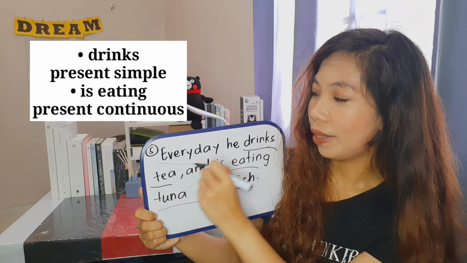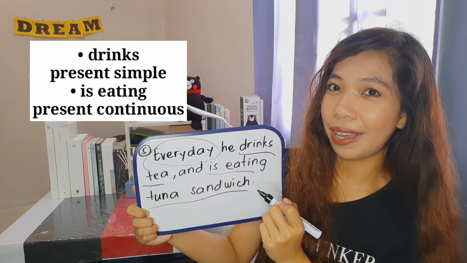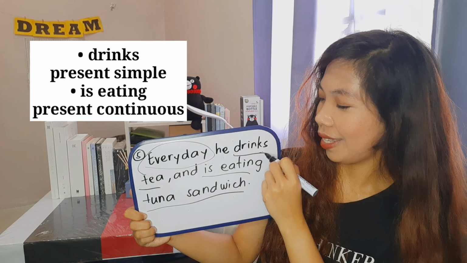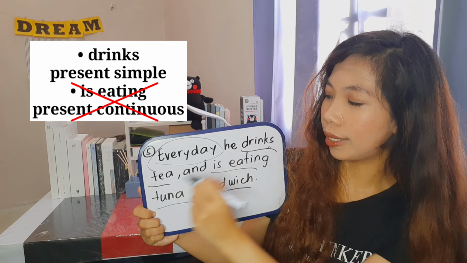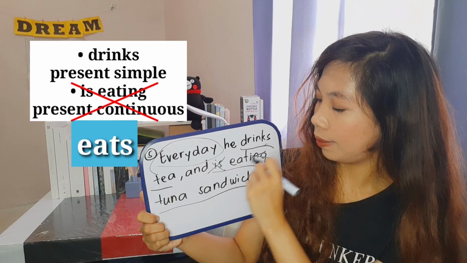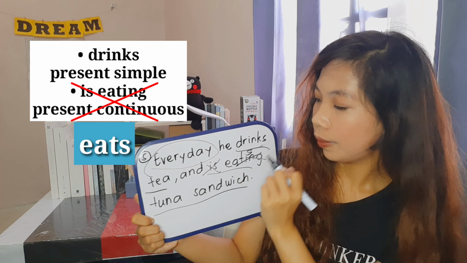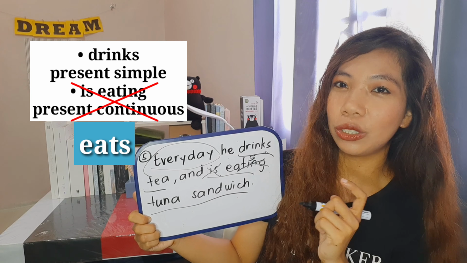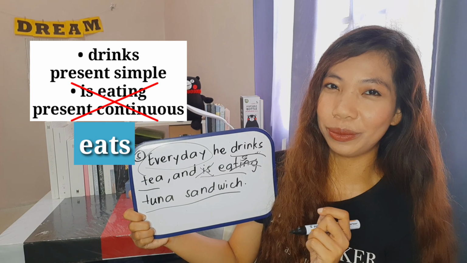Since we have here every day, that means which tense of the verb should we follow? It's this one. It should be, he drinks tea and eats tuna sandwich. All right, again, every day he drinks tea and eats tuna sandwich. And we're done. I hope you learned something from this lesson. Again, parallelism is when phrases in the sentence are in the same grammatical structure.